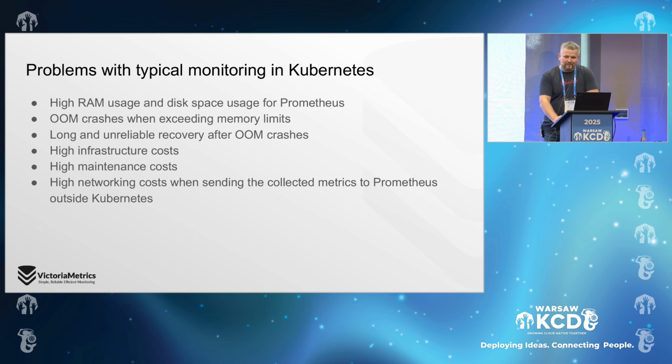And also, when you collect metrics in Kubernetes cluster and then send them outside this cluster to external Prometheus system, then you may hit the problem with high networking costs because egress networking is usually paid in major cloud providers, and the costs for this egress networking are quite high.